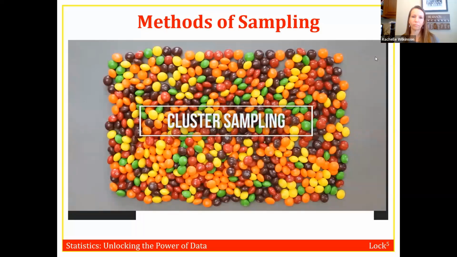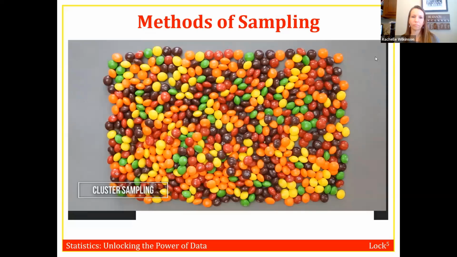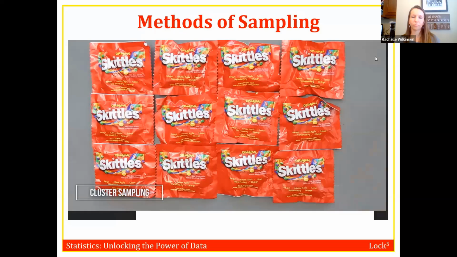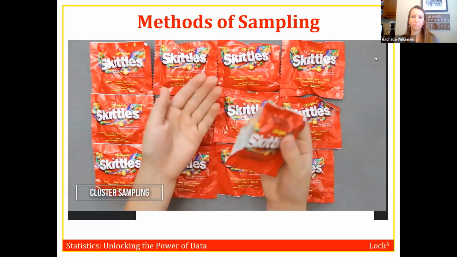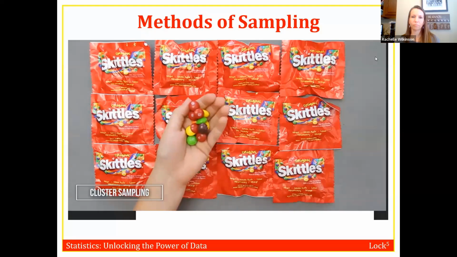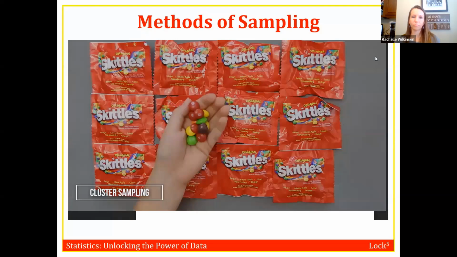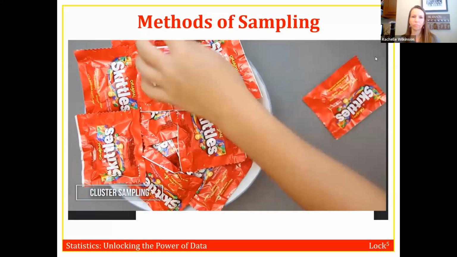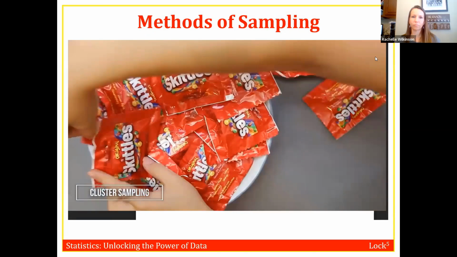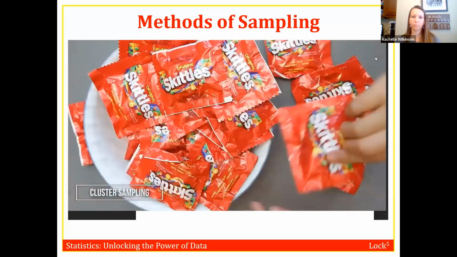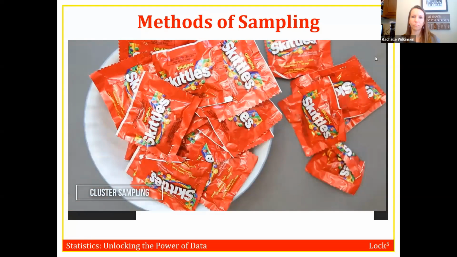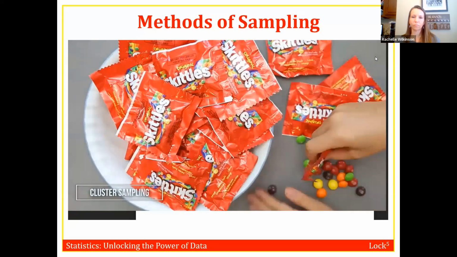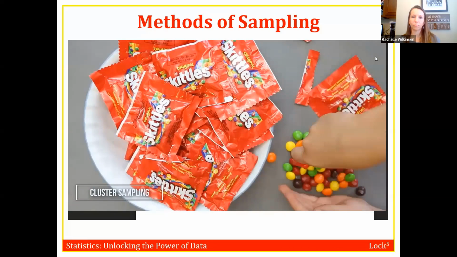Fourth is cluster sampling. A cluster is a group of individuals. Clusters are similar to each other, but individuals in a cluster may not be similar. For the Skittles, clusters would be like fun-size bags. Fun-size bags are pretty similar to each other, but within the fun-size bag there are many different colors. With cluster sampling, we take a random sample of clusters rather than individuals. In our Skittle example, this would be like putting all the fun-size bags in a bowl and randomly selecting fun-size bags. If a cluster is selected, all individuals in that cluster would be in the final sample.